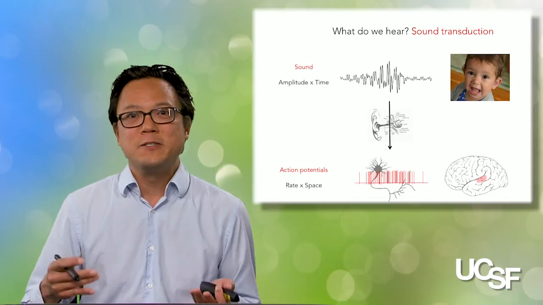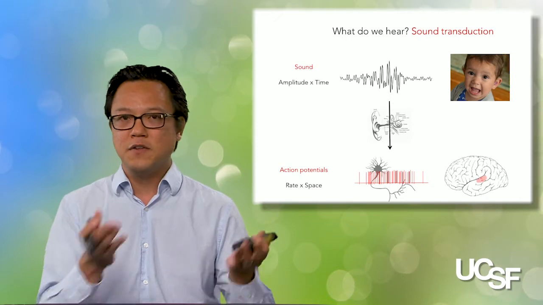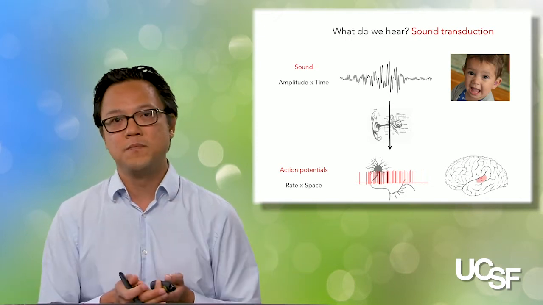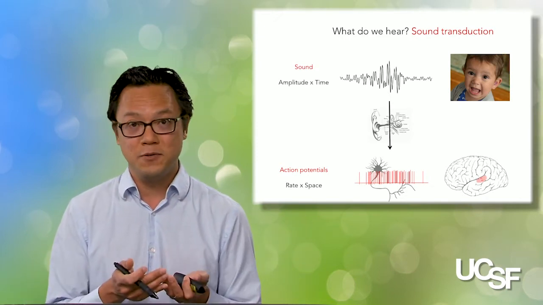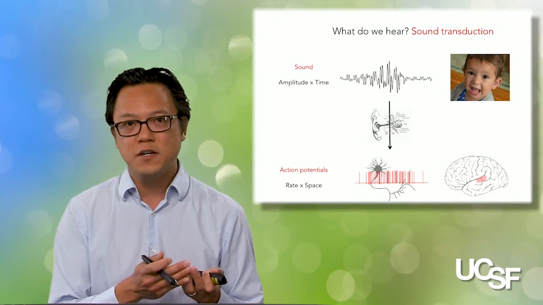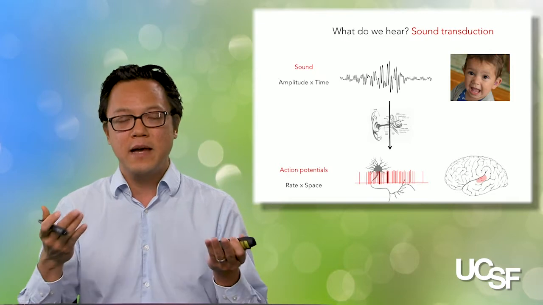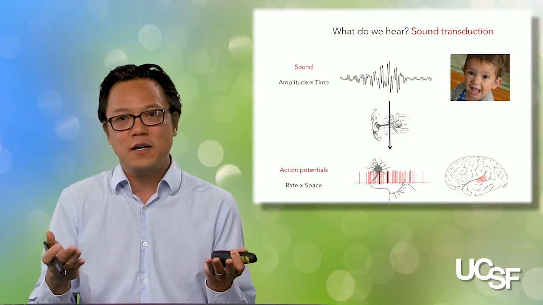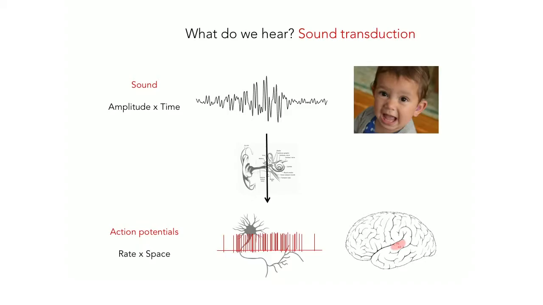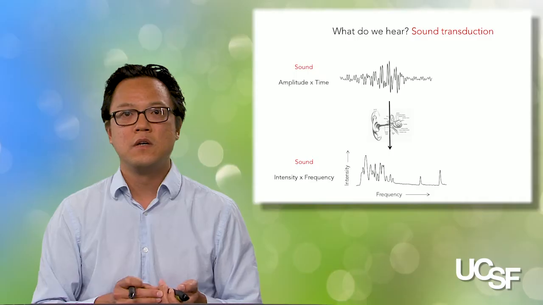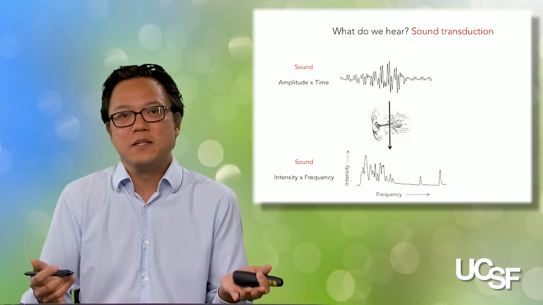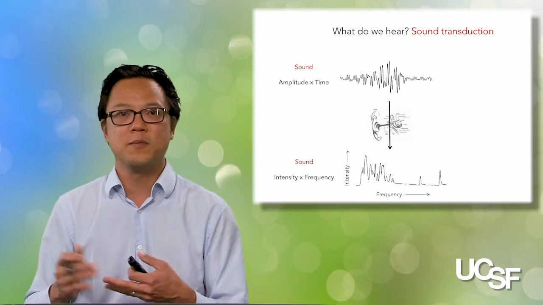Well, the first thing to do is to think about the nature of the input signal and the output signal. And in the case of sound, sound is variations of pressure amplitude over time. And the output that the brain is looking for is the firing rate of a set of neurons arranged in space. So how does the ear do this? How does the ear make this transformation?